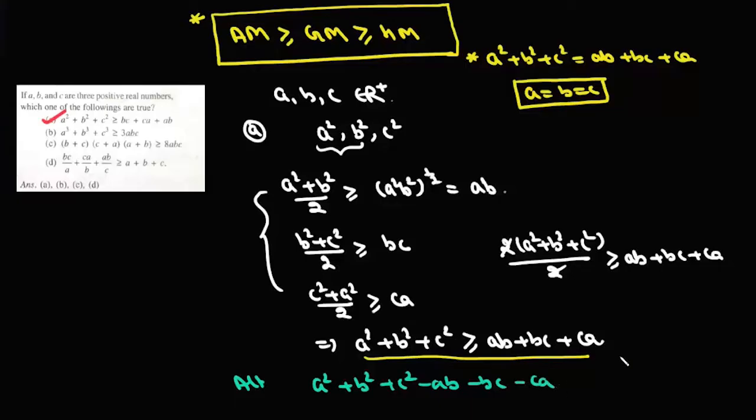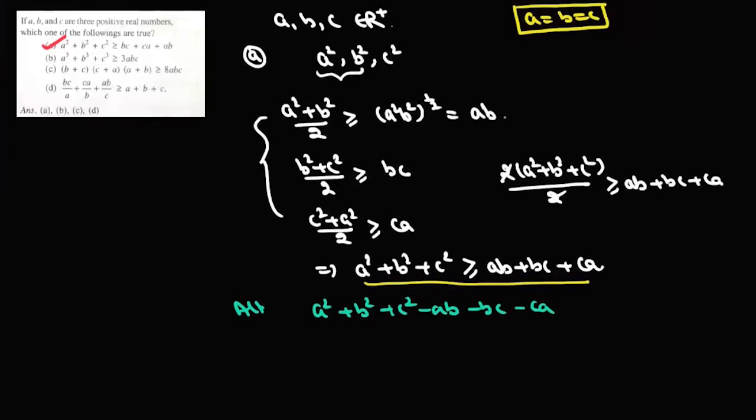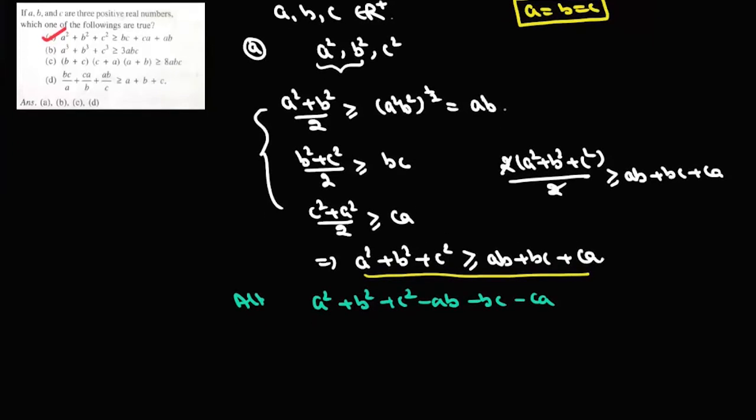Now what we'll do is, we'll multiply and divide everything with 2. So we can write this as 1 by 2 and it'll be this 2a square plus 2b square plus 2c square minus 2ab minus 2bc minus 2ca.